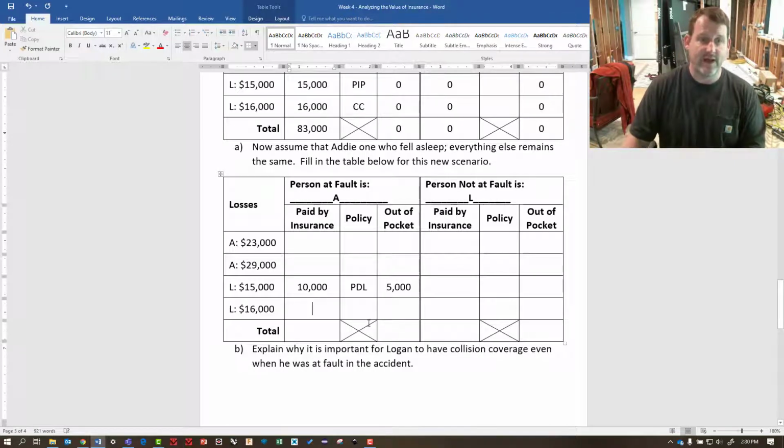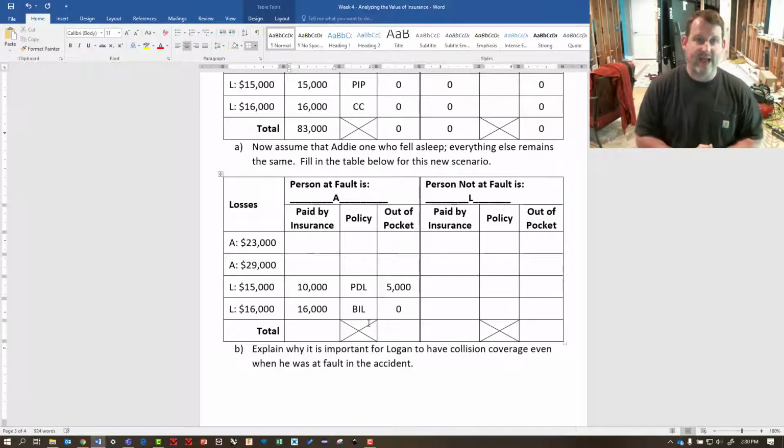Now, Logan's $16,000 medical bills, that's going to be covered completely by Addie's insurance because Addie has bodily injury insurance up to $25,000 per person, max of $50,000. So that $16,000 is paid for by Addie's insurance, and that's her bodily injury liability insurance. And so Addie's out of pocket to pay for this part of it is $0.